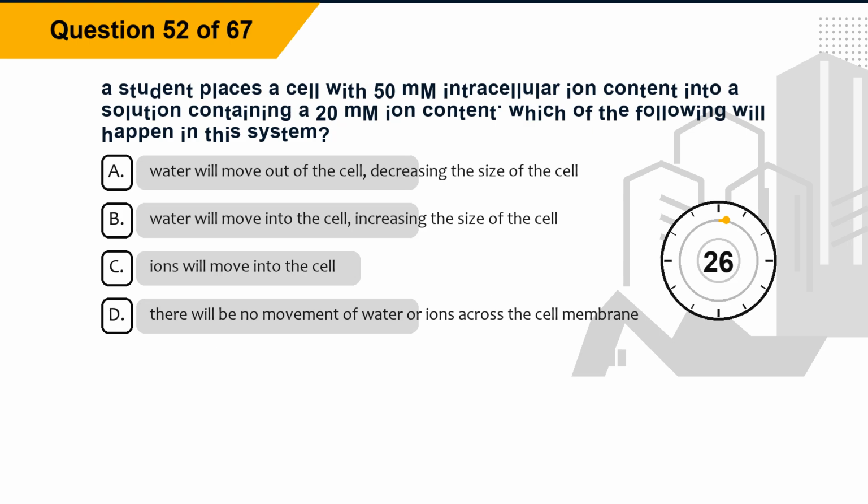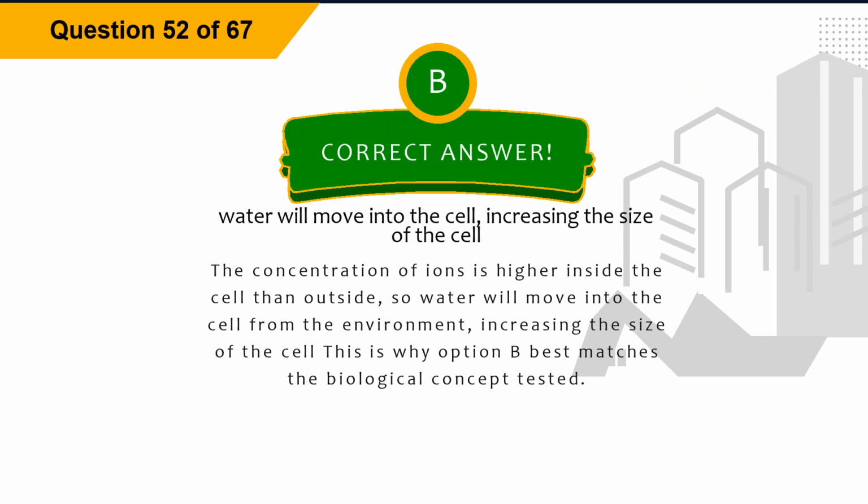Question 52. A student places a cell with 50 mm intracellular ion content into a solution containing a 20 mm ion content. Which of the following will happen in this system? Option A, water will move out of the cell, decreasing the size of the cell. Option B, water will move into the cell, increasing the size of the cell. Option C, ions will move into the cell. Option D, there will be no movement of water or ions across the cell membrane. The correct answer is option B, water will move into the cell, increasing the size of the cell. Explanation. The concentration of ions is higher inside the cell than outside, so water will move into the cell from the environment, increasing the size of the cell. This is why option B best matches the biological concept tested.